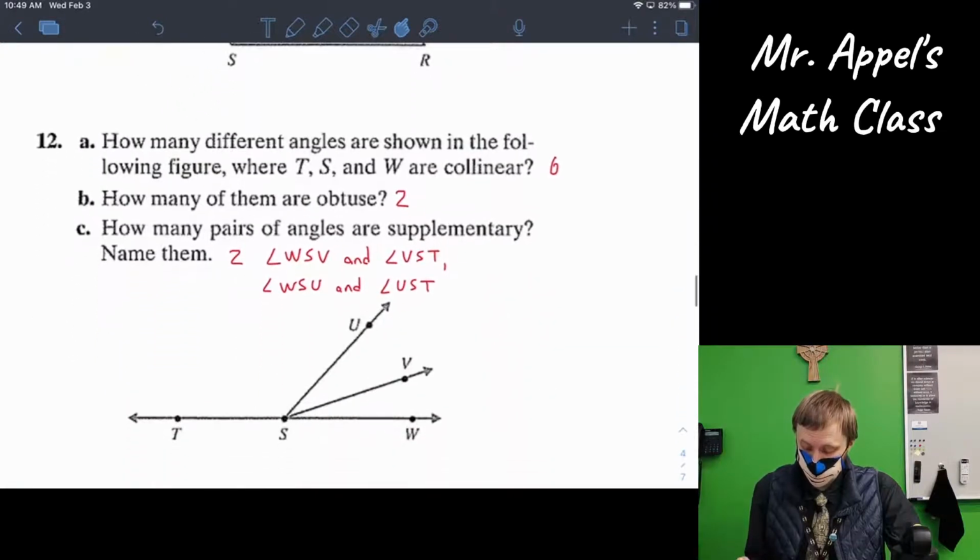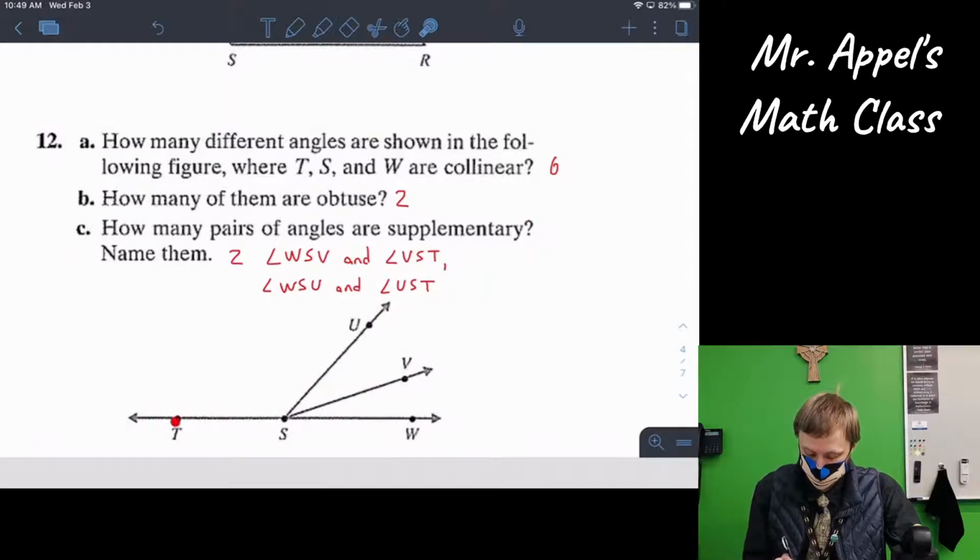And next up, we have another figure here. How many angles where T, S, and W are collinear? Okay, so that's drawing this figure, so you have to assume this is one straight line. How many different angles can you form? 6 possible different angles. 2 of them are obtuse, and 2 that are supplementary. You could go with WSV and VST, or WSU and UST.